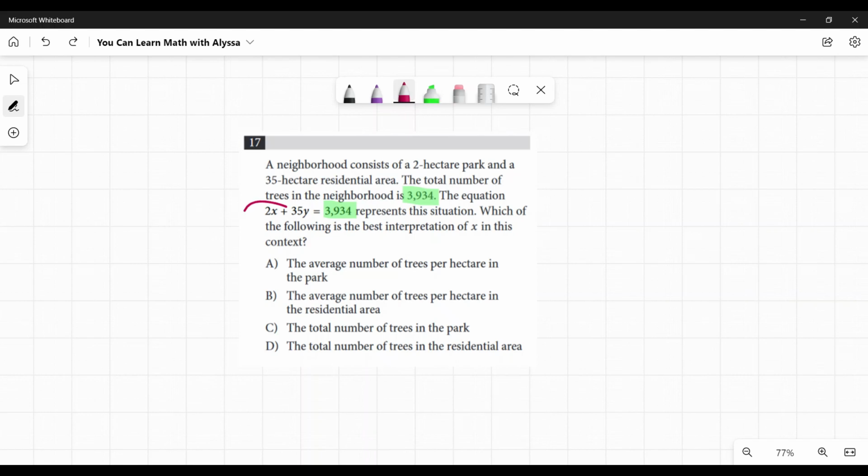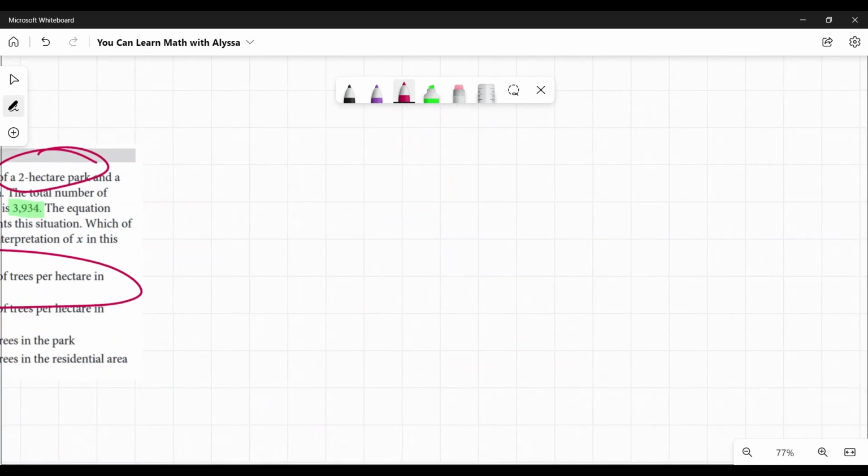So since this is 2 times this unknown thing is how many trees are in this area, we can assume that x would be how many trees are in each hectare on average, since I'm multiplying it by 2 to get the total number of trees in that park. So my answer then would just be A, the average number of trees per hectare in the park.